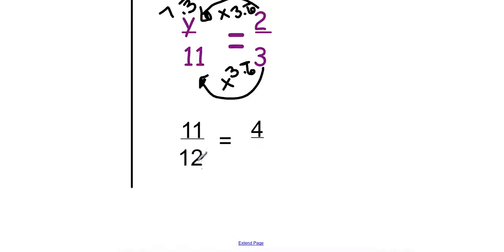I always start on the side that has both the numerator and the denominator. So in this case, I'm going from 11 to 4. Now, 11 can't go into 4, or 4 can't go into 11. So can I simplify? The answer is no. So I need to look at here. I'm going from a bigger number to a smaller number, so I know I'm going to divide.